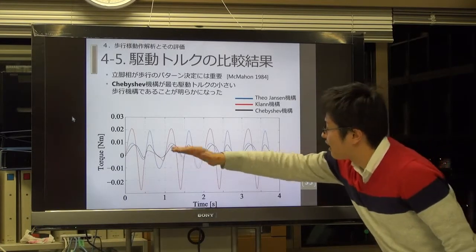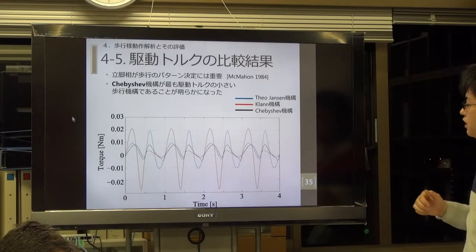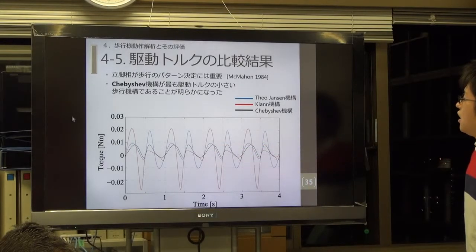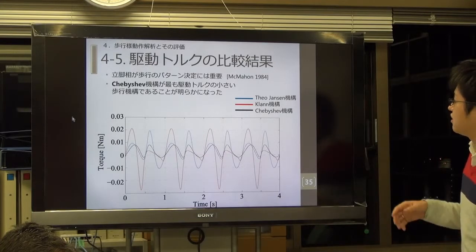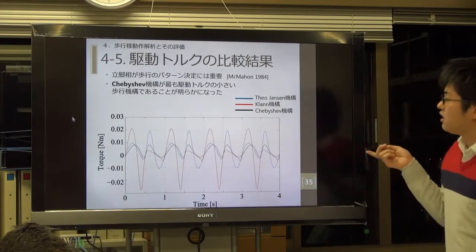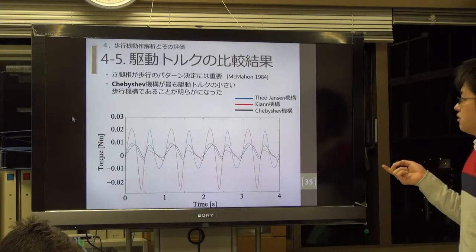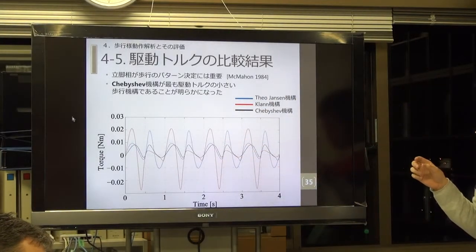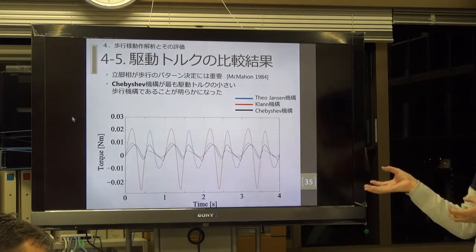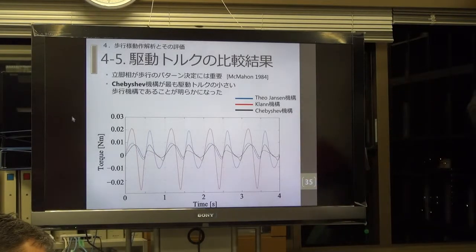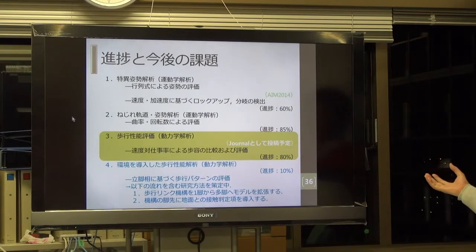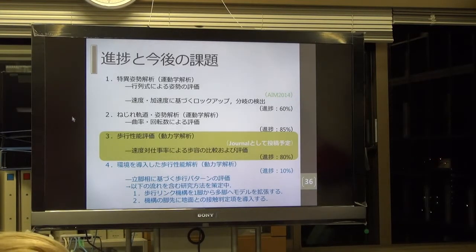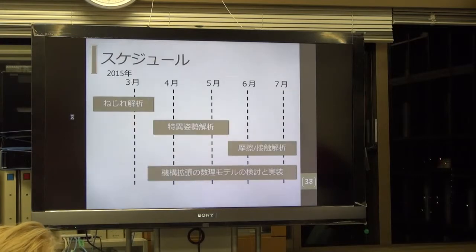And finally, I add the 3 torques on one graph. In this case, the Chebyshev linkage is the best linkage for walking. This is why the Chebyshev linkage is very useful for walking. So this time I just confirmed that torque, and we will also consider the structure of the linkage, so now I focus on that part too. Then after that, I will submit it as a journal paper, including that previous dynamic model too. Thank you very much.